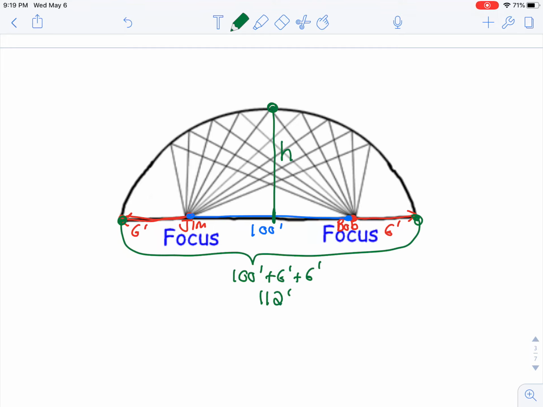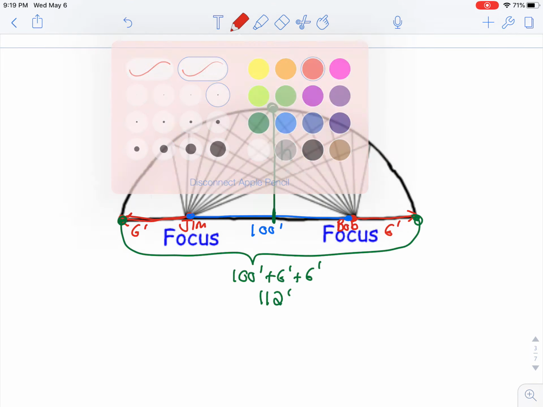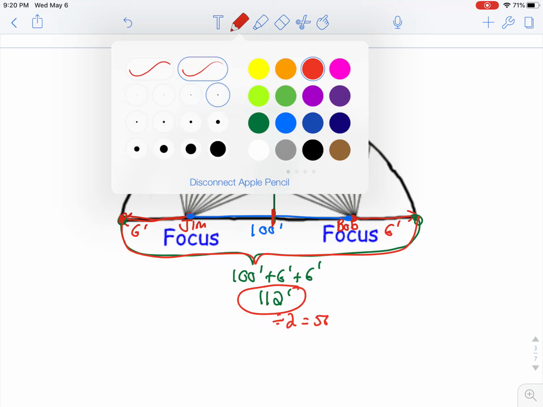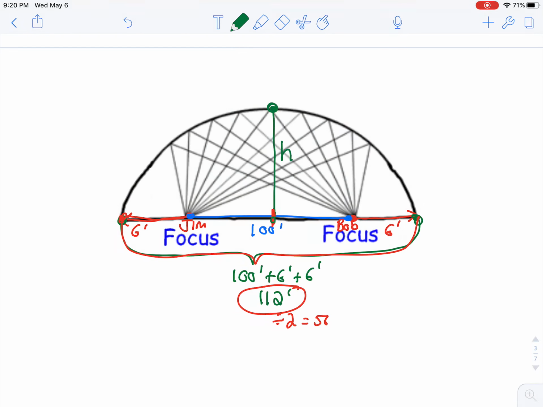Now, we could start writing an equation, but I would say let's look for some key information about the graph. One thing that we know is that the total distance from one side to the other side is 112 feet. If we split that in half, half of 112 is 56. That means that from this center point, wherever it might be, to the wall on one side is 56 feet, and from this center point to the other wall is also 56 feet.